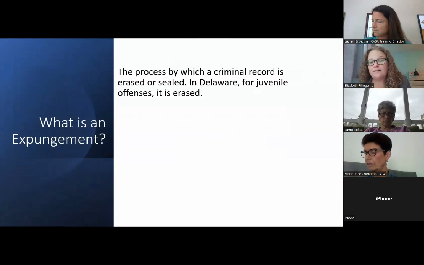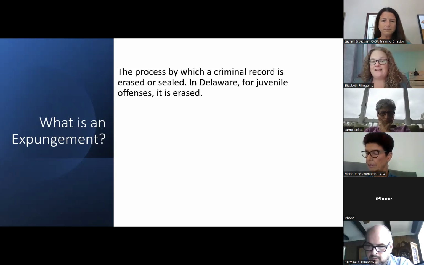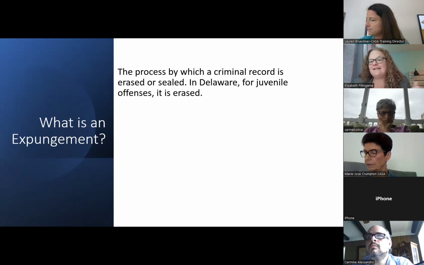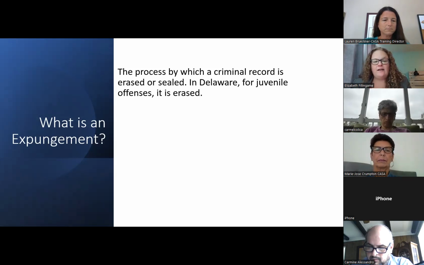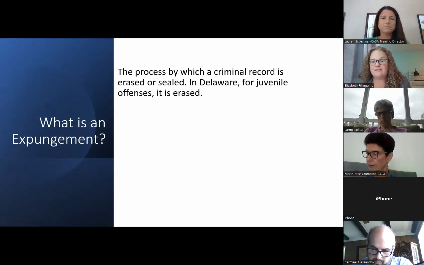So in Delaware, for juvenile offenses, it is really erased, meaning it goes away. It doesn't just stay somewhere in a database. When a juvenile record is expunged, if someone goes to run it, it's gone, and it's not sitting somewhere in a file like some states do, waiting to be reinstated if they pick up additional charges. Delaware doesn't work that way. So when we talk about expunging a criminal record for a juvenile in Delaware, it really is completely gone.